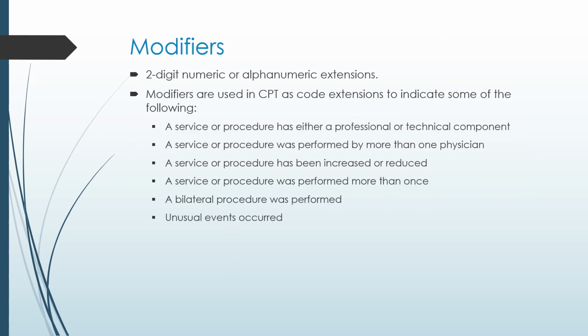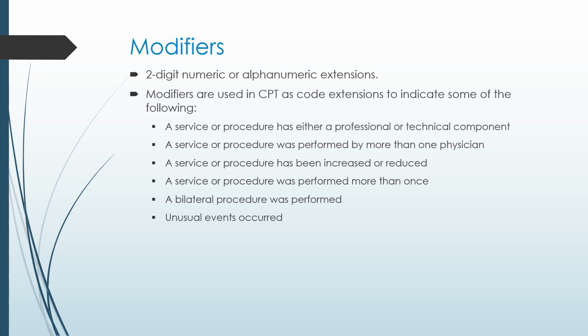So let's switch gears to the modifiers that I've mentioned. Modifiers are included in CPT and they are 2-digit numeric or alphanumeric extensions. We use modifiers in CPT to indicate some of the following: that a service or procedure has either a professional or a technical component. And this is a really important concept here for our cardiology providers, our orthopedic providers, our radiologists. You're going to see CPT codes could be reported with a professional only modifier, which is modifier 26.